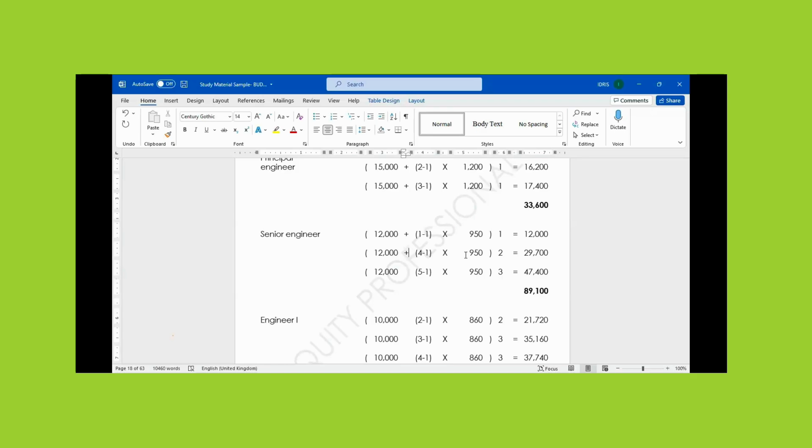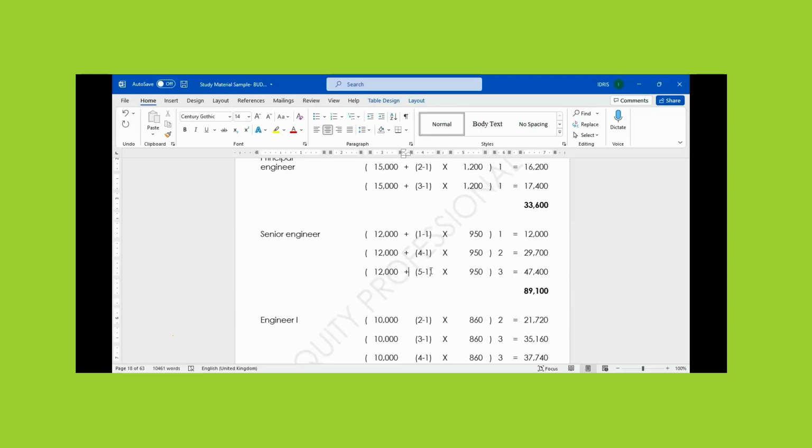We move to the third one. 12,000 plus 5 minus 1, that is 4, times 950, that is 3,800. 3,800 plus 12,000 is 15,800. Times 3 is 47,400. At the end of the day, you add all the 3 together.